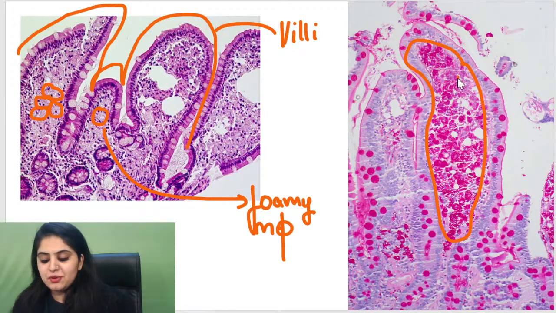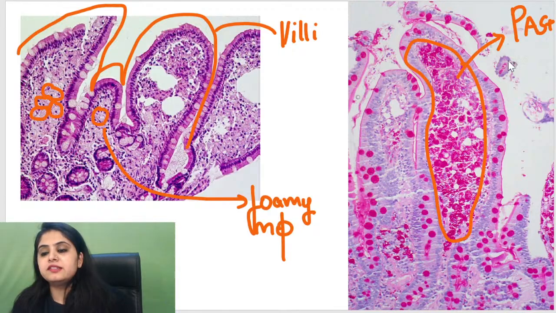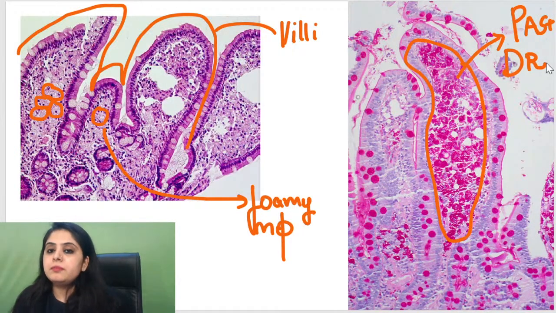Very good. Many of you have answered. It is PAS positive, diastase resistant. Excellent. So this is a hint that okay, PAS positive, maybe it is Whipple's. I say no, show me the organism. Show me the exact organism.